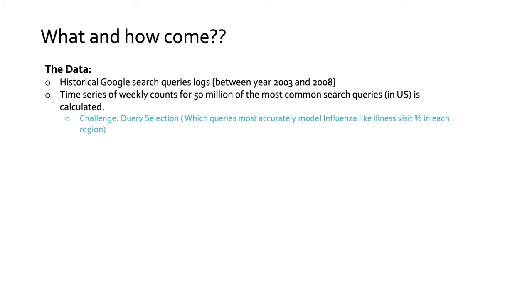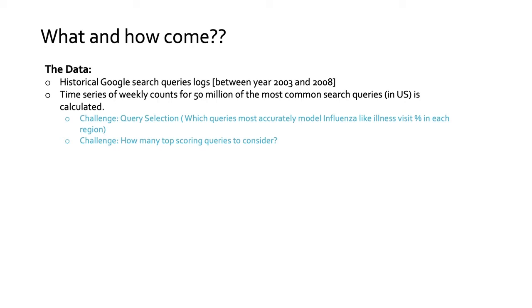Now, there are two challenges in front of us. The first challenge is about query selection. Since a lot of queries depend on the subject matter, and as we have seen, the query keywords are very important in knowing the intention of the user, it is important to weigh the queries according to their frequency and topic. So we need to weigh the queries that can accurately model the influenza problem.